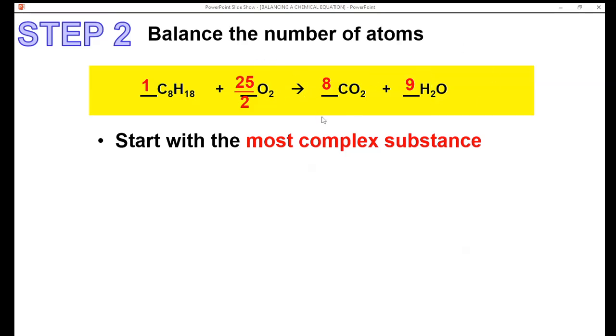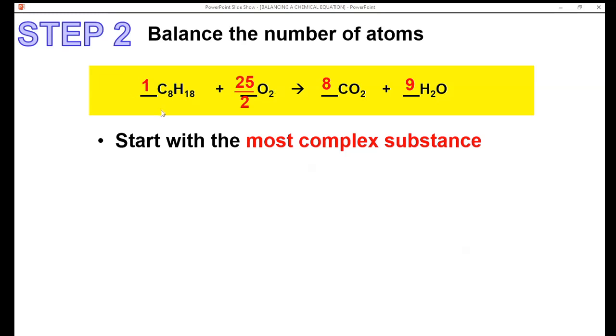However, if you look properly, on the reactant side, the oxygen that we are using is oxygen gas, and the molecular formula of oxygen gas is O2. So if we write 25 here, 25 times 2 would be 50. So of course the equation will not balance.